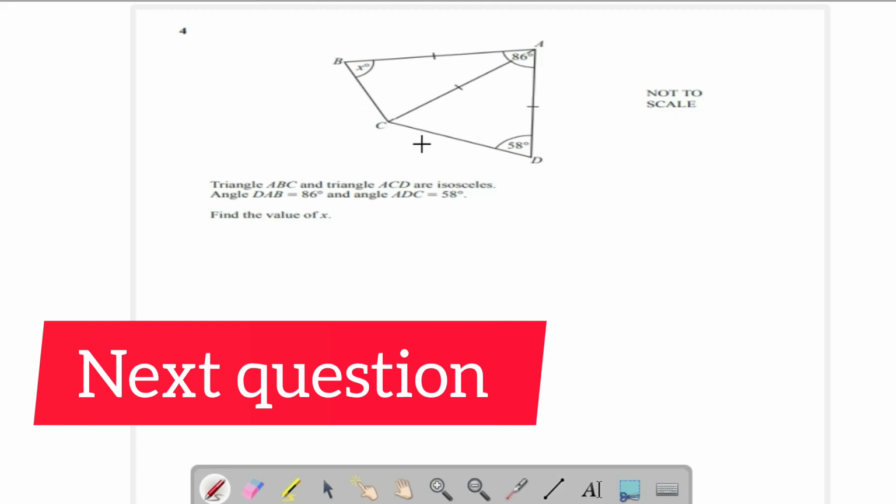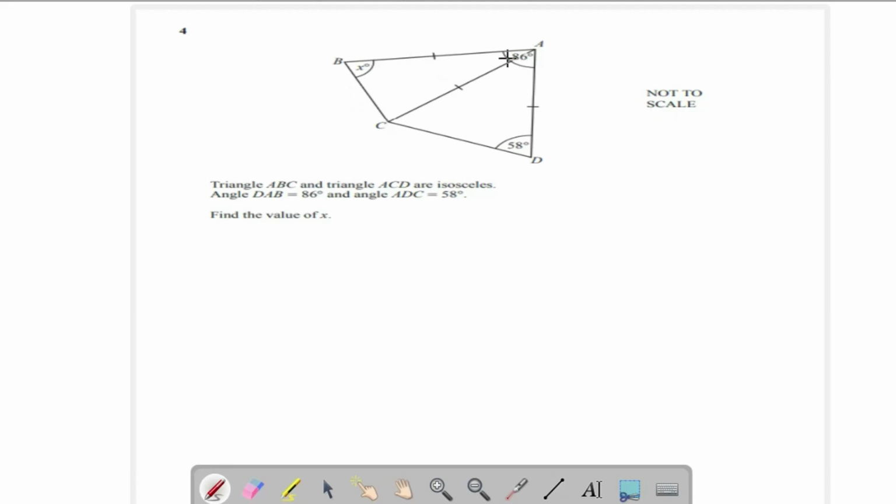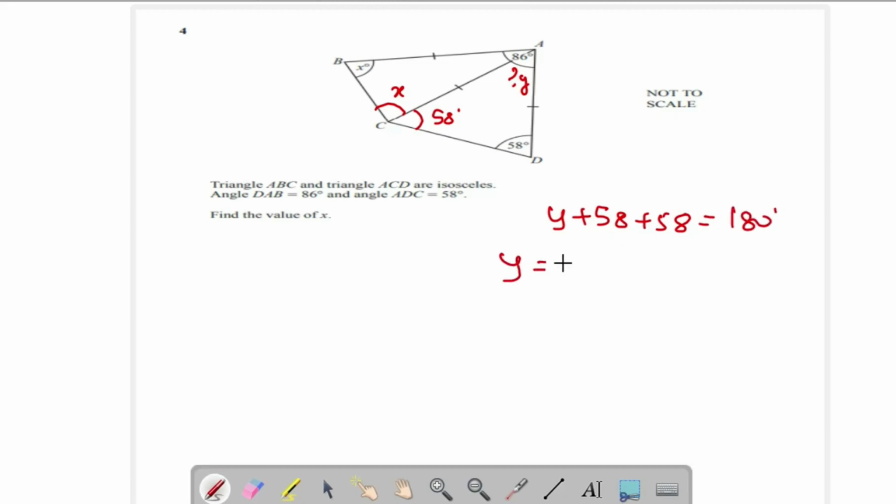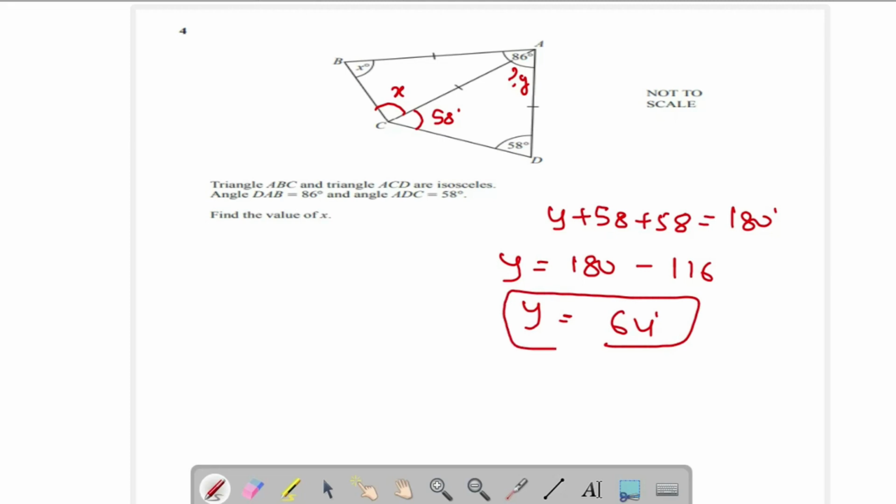This is related to the geometric question where we can say ABC and ACD are isosceles triangles. That means this is going to be X, this is going to be 58, correct? So in this scenario, we can first identify this angle. Consider this is Y. So I'm going to write Y plus 58 is equals to 180 degrees. So Y is going to be 180 minus 58 is 116 degrees, right? So we can find out Y is equals to 64. So this is our Y.